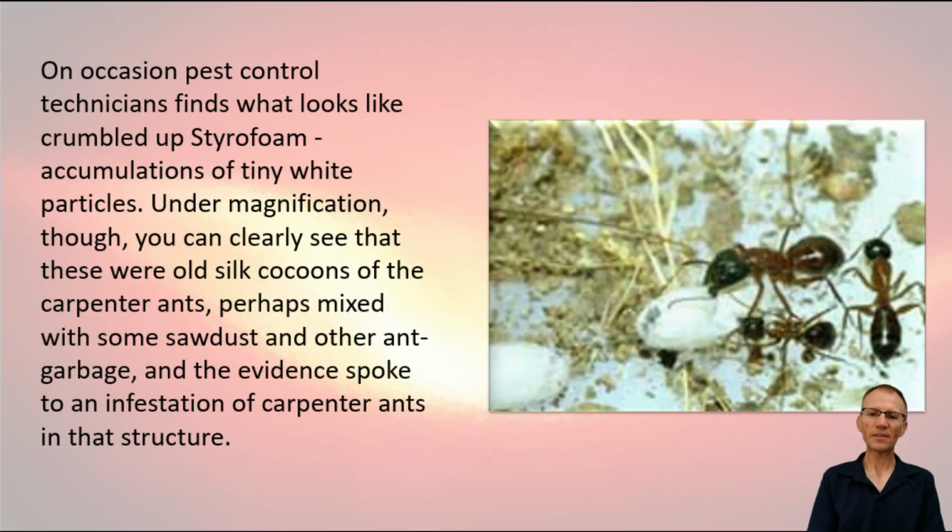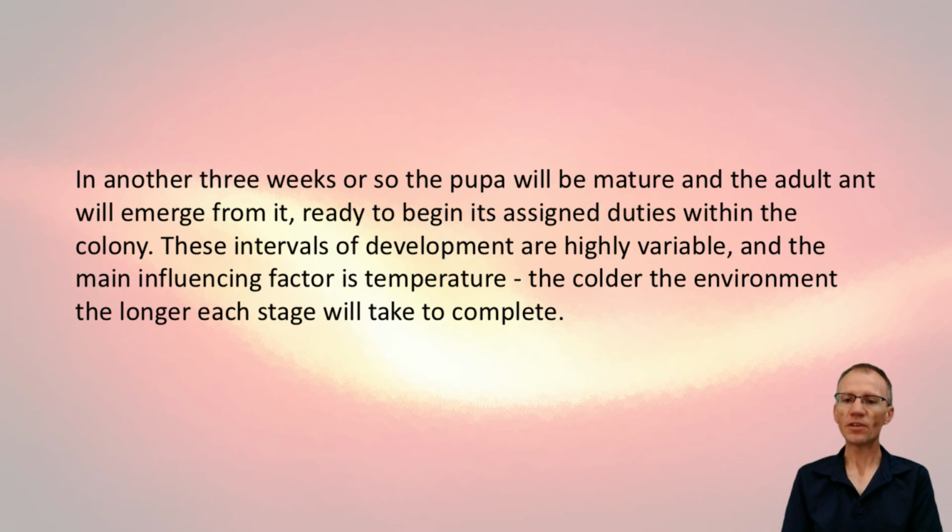On occasion, pest control technicians find what looks like crumbled up styrofoam accumulations of tiny white particles. Under magnification, though, you can clearly see that these were old silk cocoons of the carpenter ants, perhaps mixed with some sawdust and other ant garbage, and the evidence spoke to an infestation of carpenter ants in that structure. In another 3 weeks or so, the pupa will be mature, and the adult ant will emerge from it, ready to begin its assigned duties within the colony.